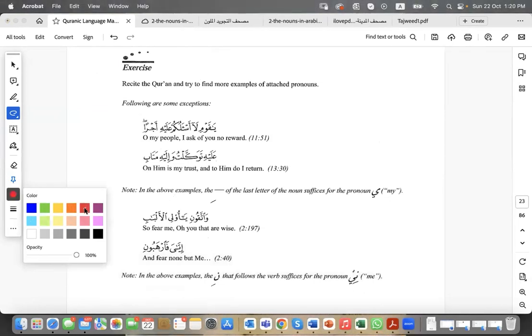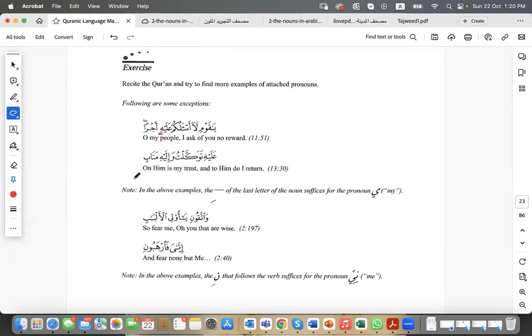So with those exceptions, يا قوم لا أسألكم عليه أجرا. طيب, عليه توكلت وإليه متاب. We have here the ha that is referring to the third person singular masculine. The exception here is that يا قوم لا أسألكم عليه أجرا, ask of you. عليه توكلت وإليه متاب, on him is my trust and to him I return.